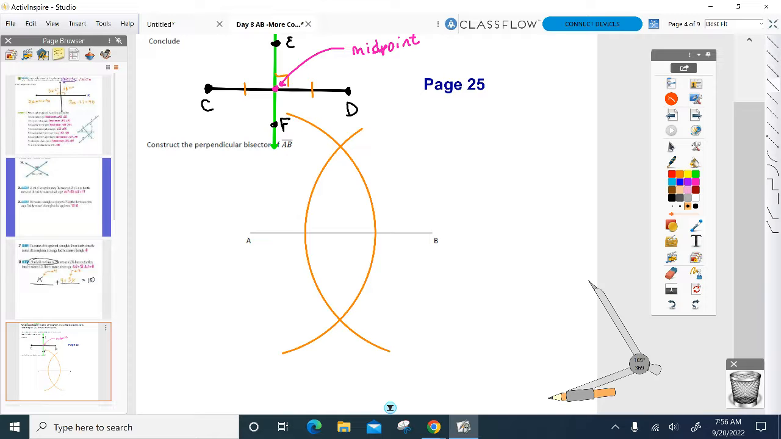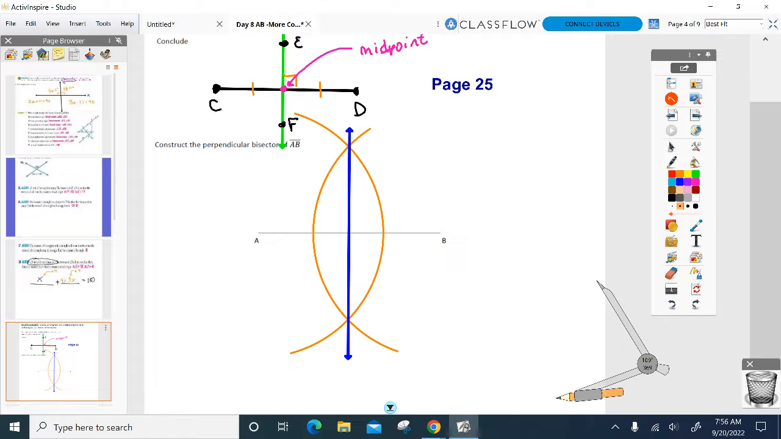And then go ahead, draw your line in, and then this line is your perpendicular bisector. Markings. Show me it's a perpendicular bisector. Put your right angle symbol in and your hash marks in. Questions? All right, good. So perpendicular, it forms a right angle, cuts the line segment in half.